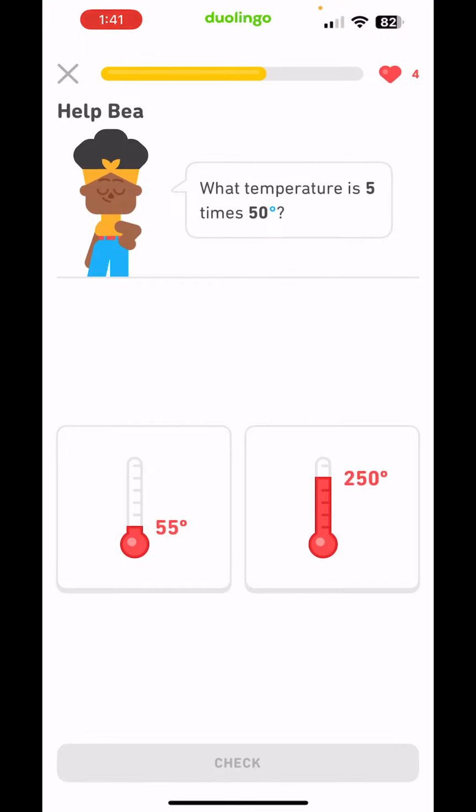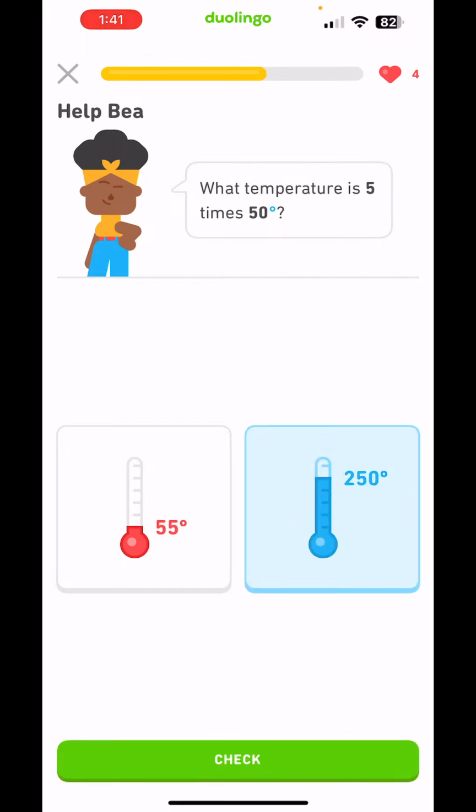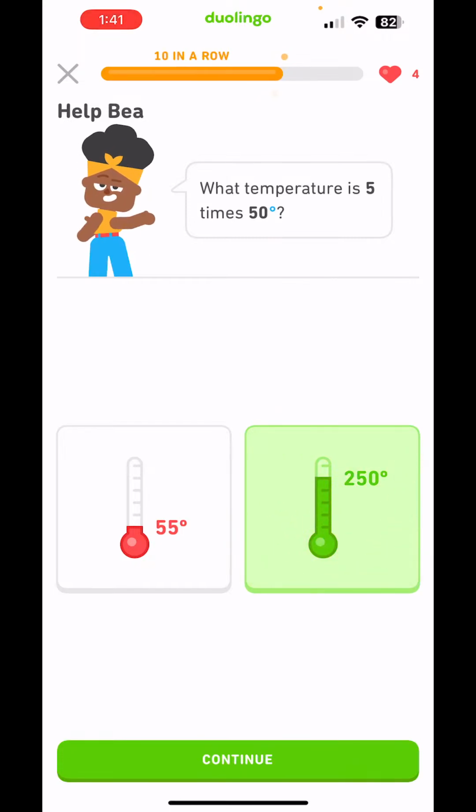What temperature is 5 times 50? So we know that 5 times 5 is 25. Add the 0, that would be 250. So that is this picture right here.